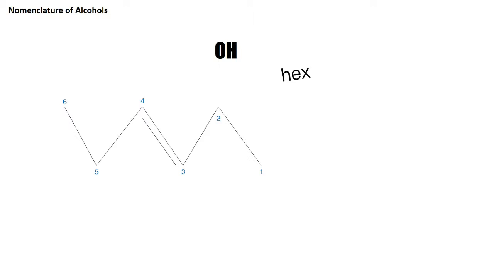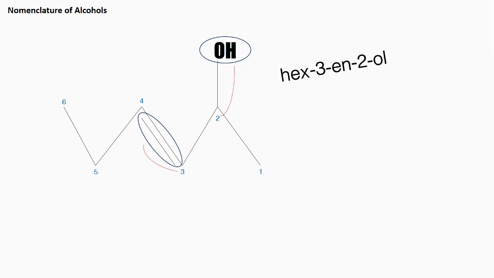1, 2, 3, 4, 5, 6. Since it has 6 carbons, it will have a prefix of hex. Since it has a double bond present and is in locant 3, it will then be hex-3-ene. The hydroxyl group is attached to the second carbon, thus the final name of this molecule is hex-3-en-2-ol.